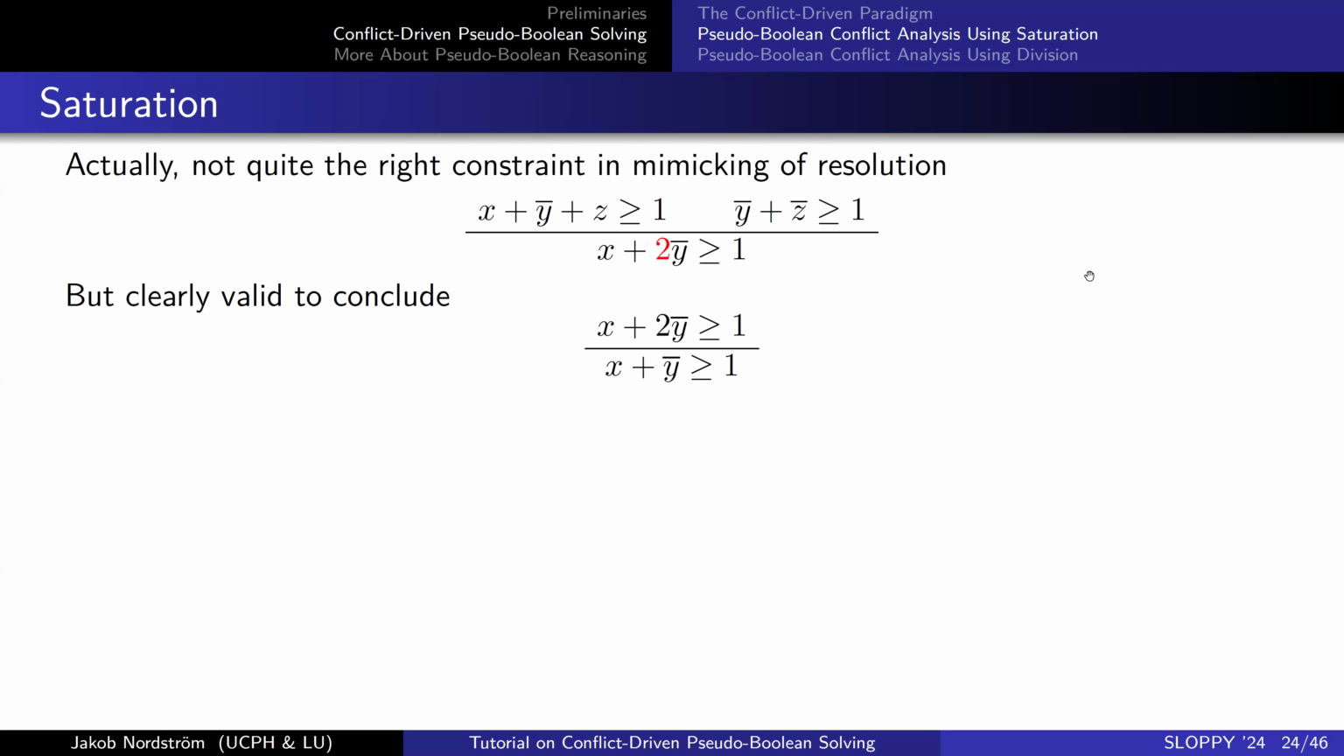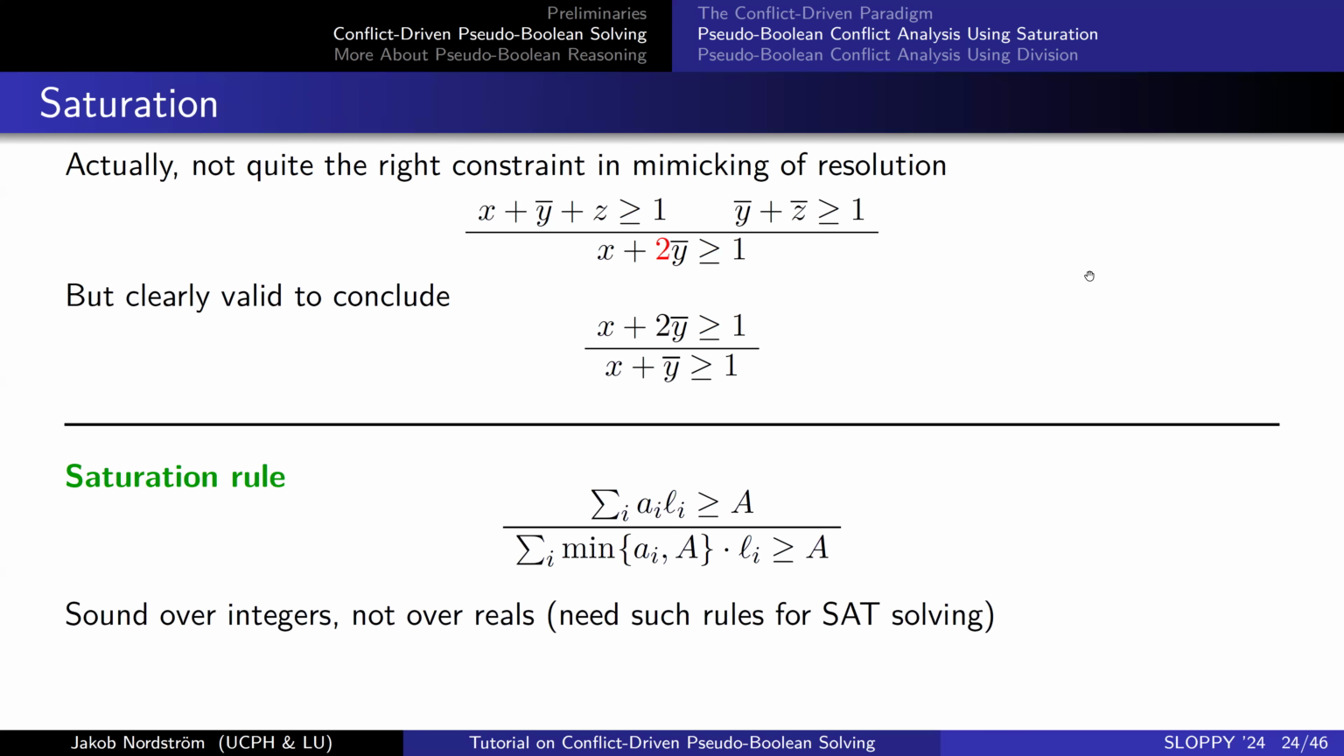But since we are only interested in integer solutions, actually 0, 1 solutions, clearly the only way x plus 2y bar greater or equal 1 can hold is that x plus y bar greater or equal 1 holds. This is like a logic consequence. So let's introduce a rule for this as well that says basically, again, assuming normalized form, importantly, everything is non-negative. If I have a constraint sum of ai li greater or equal capital A, I can always just trim all coefficients to be at most capital A, and it will be logically equivalent.